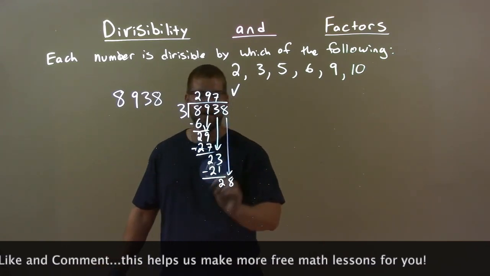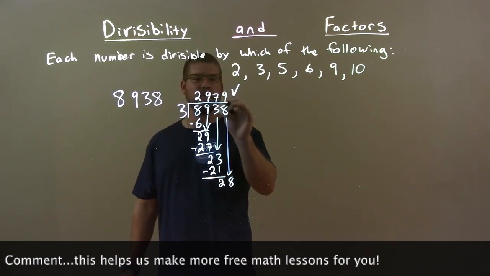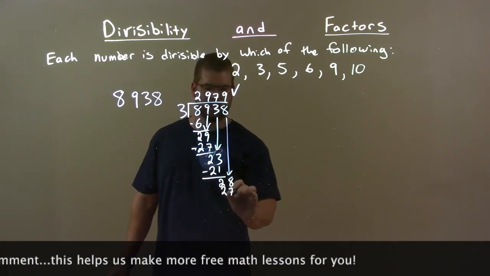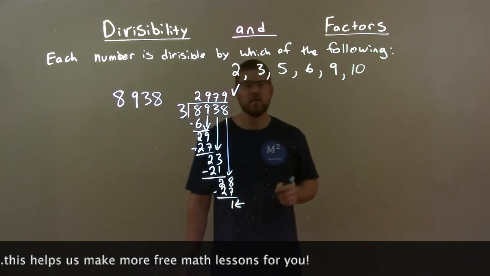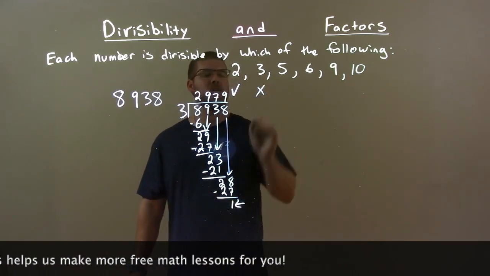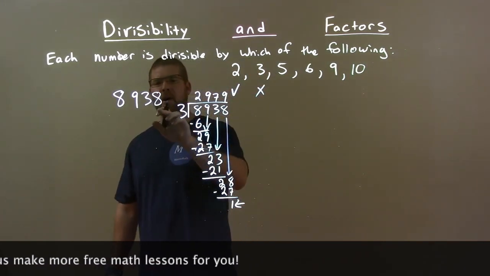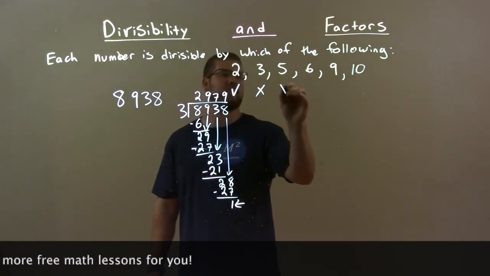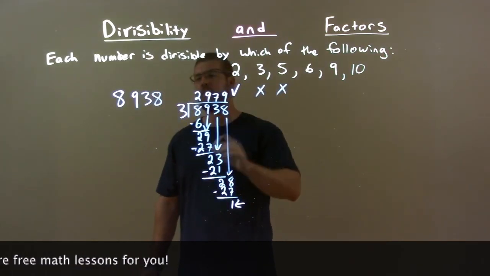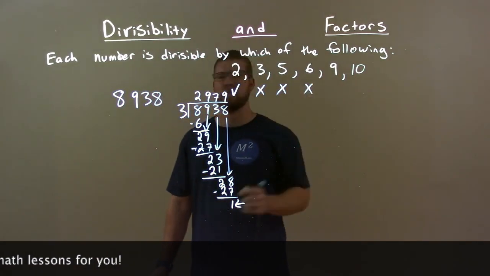Bring down the 8. 3 goes into 28. Well, not evenly, but 9 times gives us 27. Subtract, we get a 1. Since we have a remainder of 1, that tells us that 3 does not work. All right? 5. Our end number is an 8. That is not 0 or a 5. 5 is out. Since 2 and 3 both don't go into 8,938, 6 is out.